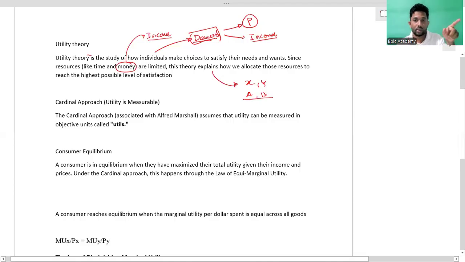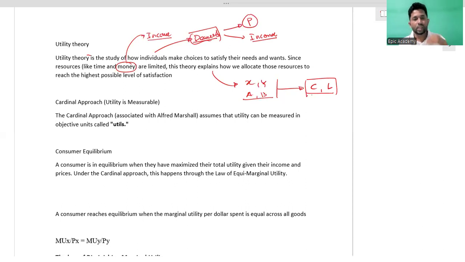In your case, I'm going to discuss your assignment. In your case, only C and L. That means consumption and leisure. So that is why in each and every utility theory question, they ask only about two commodities. They assume that this particular person consumes only two commodities.